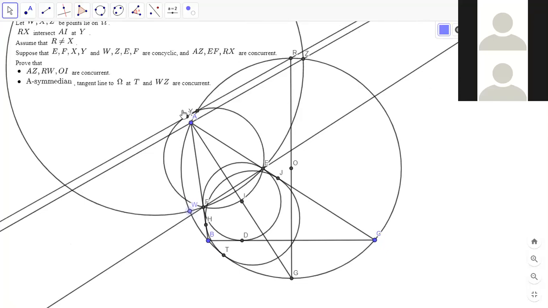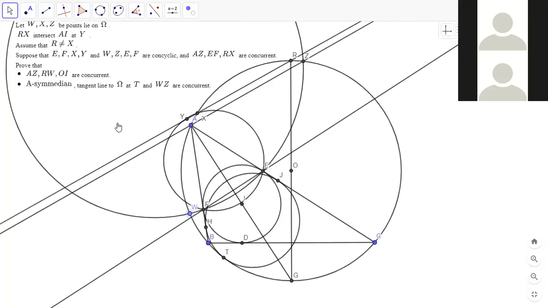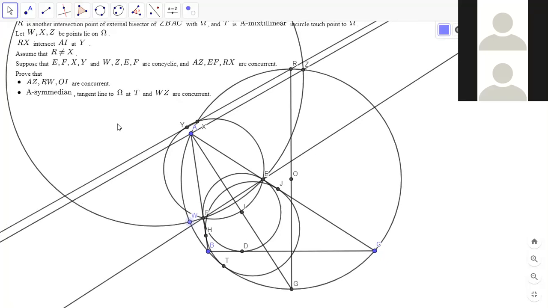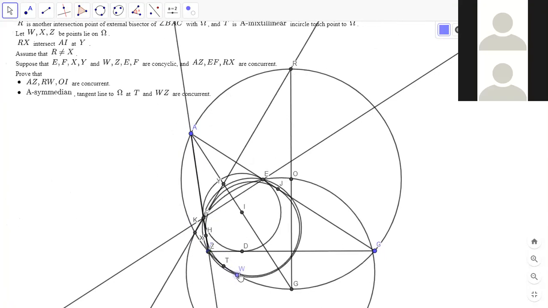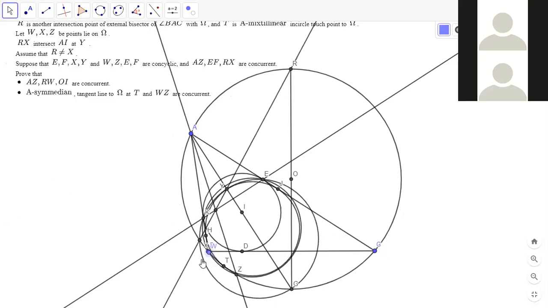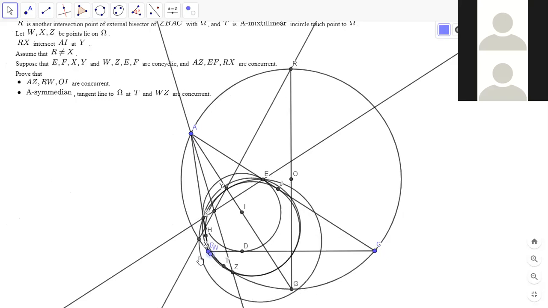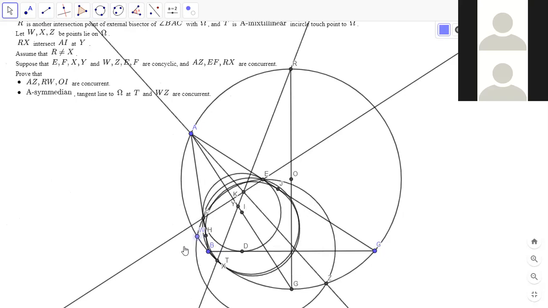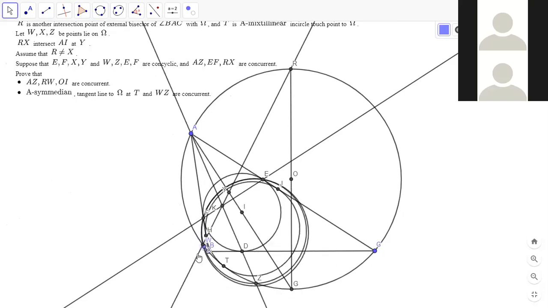So let's see. And move W below, maybe. Move W where? Below, to the bottom. Oh, okay. Yeah, maybe W needs to be somewhere like this. And continue moving around the circle, maybe there will be a better place.